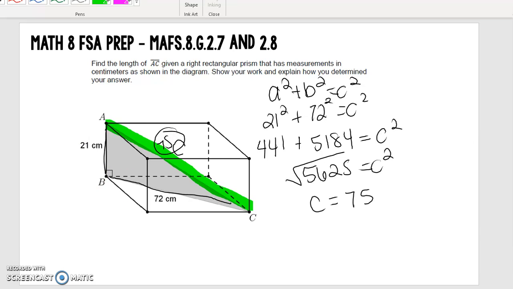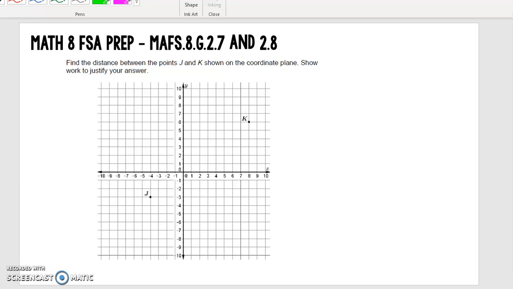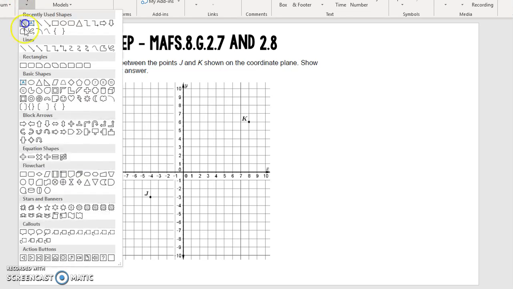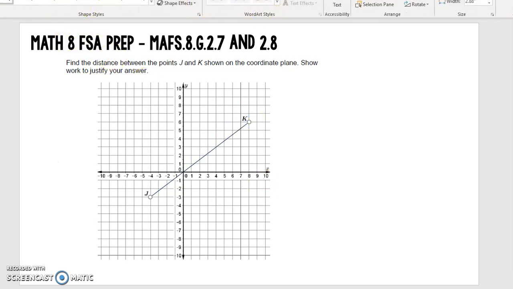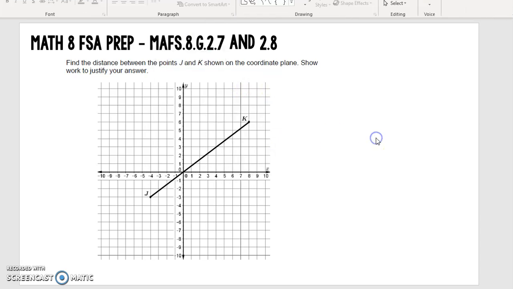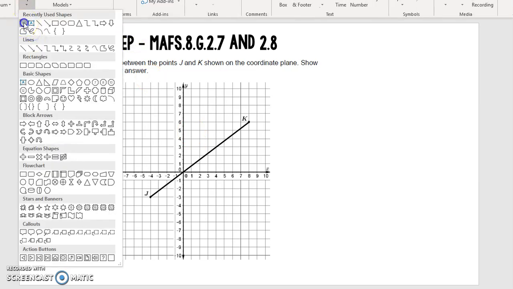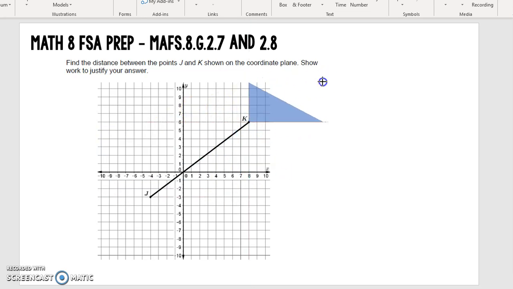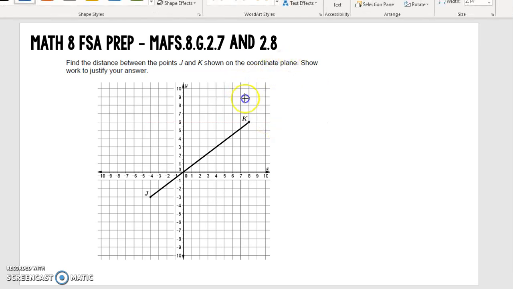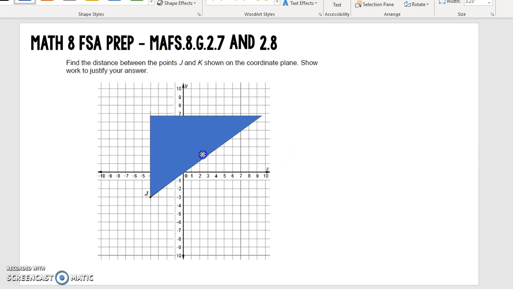So now the last couple that we're going to look at all deal with distance. This says find the distance between the points J and K. When we're trying to find distance in a coordinate plane, it is a diagonal distance, which means we cannot just count the spaces. If you look, there has actually been a right triangle created from J all the way over to K.